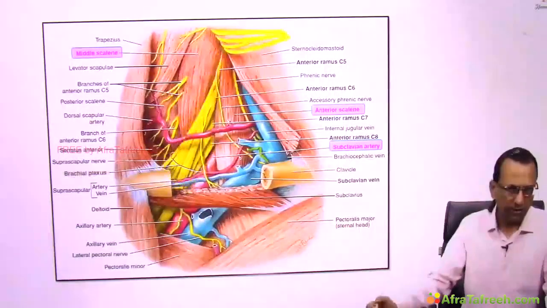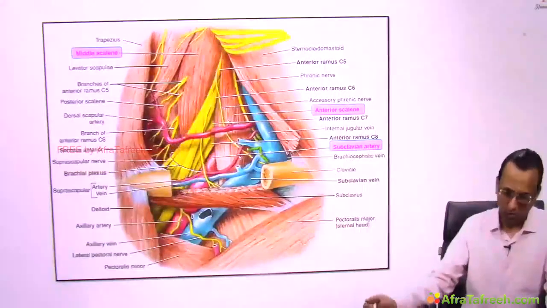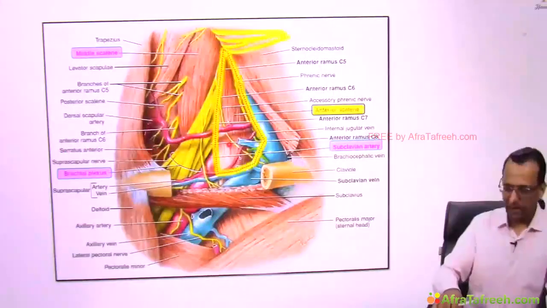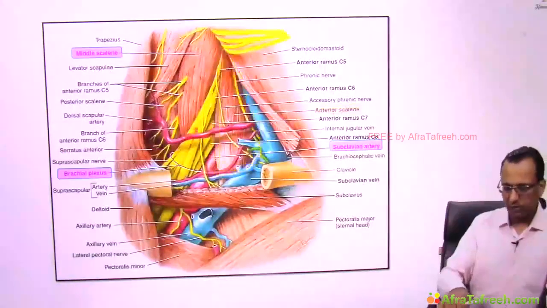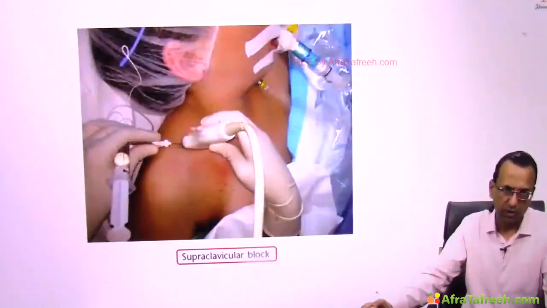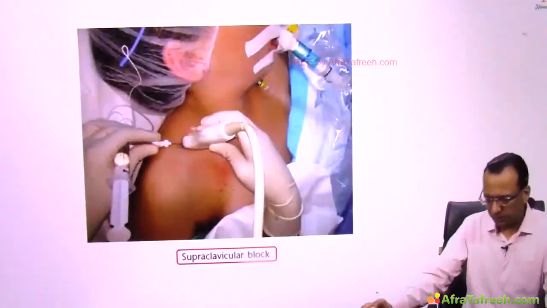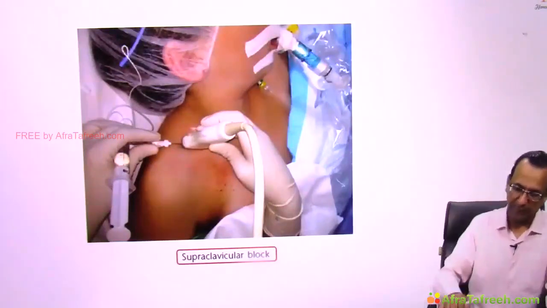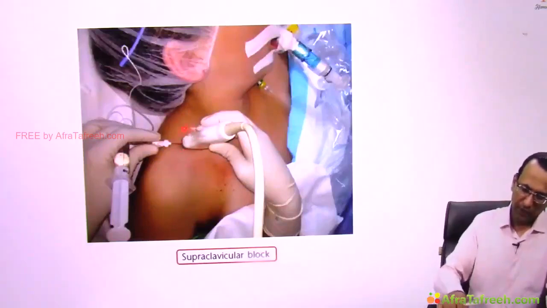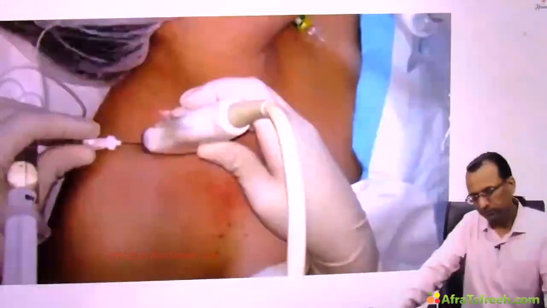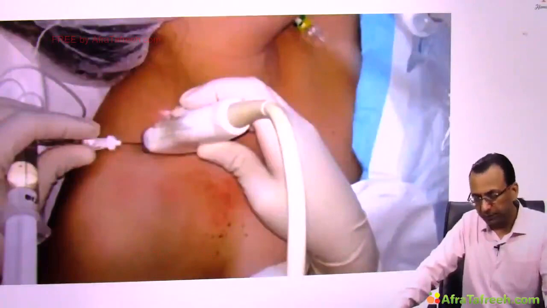If you want to block the brachial plexus, you need to go lateral to this muscle, which is called as scalenus anterior muscle. And when you go lateral to this muscle, you can block the brachial plexus. Not only you can block the brachial plexus, but you can also block the third part of subclavian artery. What are we doing now? Supraclavicular block of the brachial plexus. Take a probe, and once you have taken the ultrasound probe, then you inject the anesthesia agent there. This is how you do it.